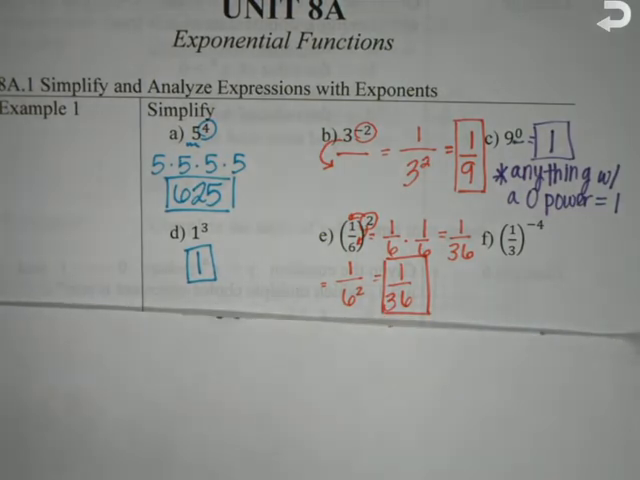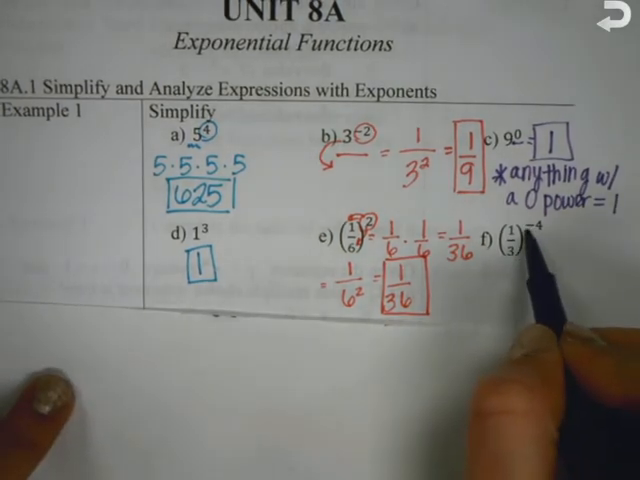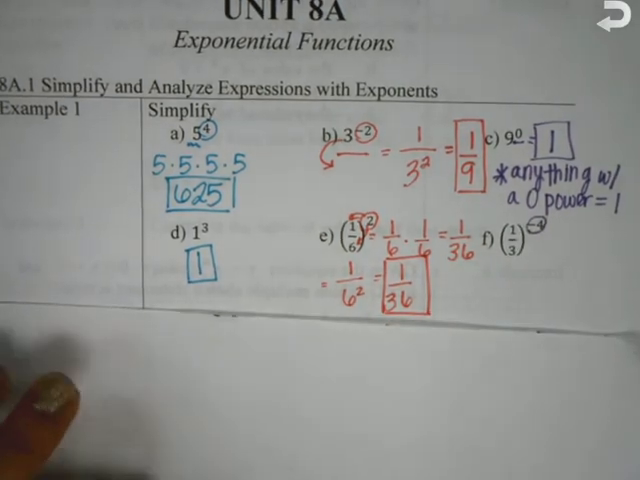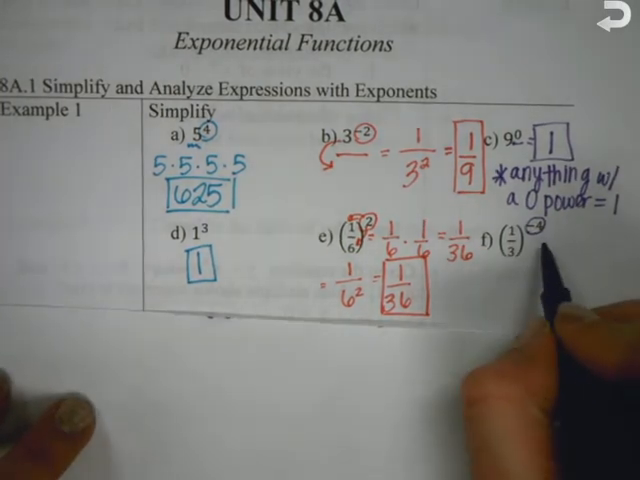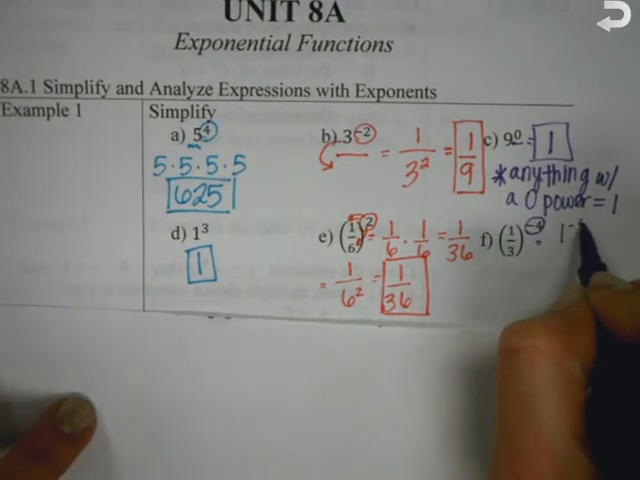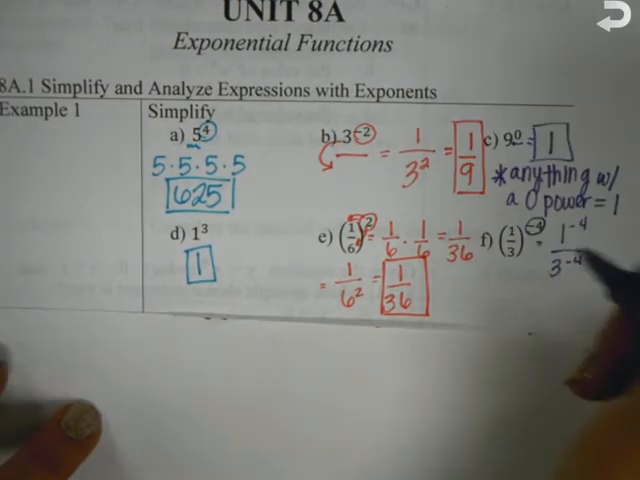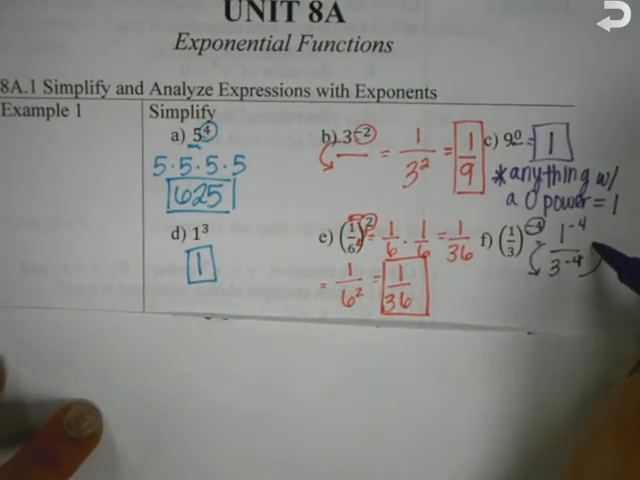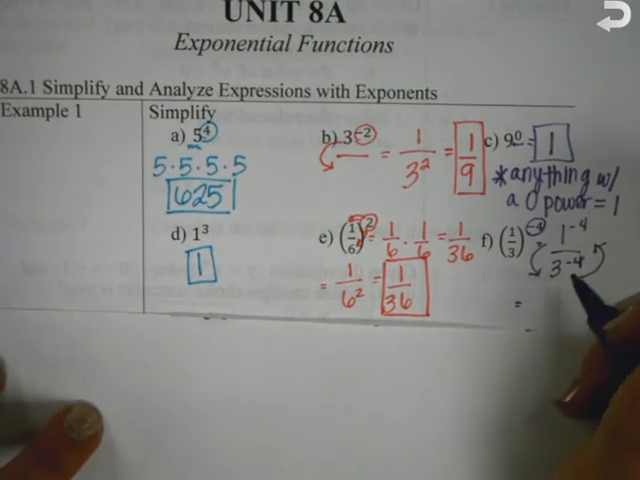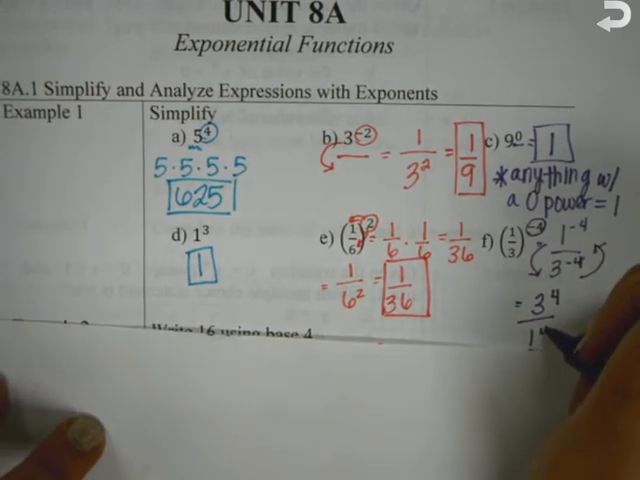Okay, last one. I have 1/3, all of that to the -4th. So what should I do here? We can distribute it first, so that would be 1 to the -4 over 3 to the -4. And then what do I need to do? I flip them. That 1 comes down and that 3 goes up. So that gives me 3 to the 4th over 1 to the 4th, which is 81.